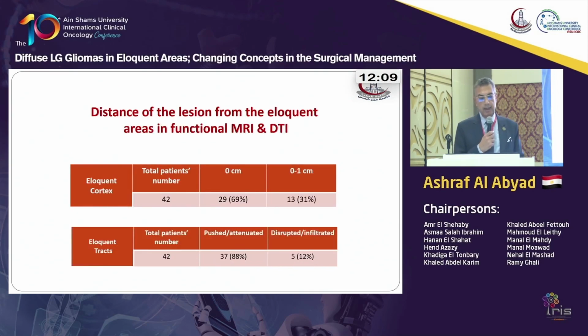The eloquent cortex in functional MRI was zero distance in about 70% of cases from the tumor, and it was less than 1 centimeter in 30% of patients, while the eloquent tracts were pushed or attenuated in 88% of patients, while it was disrupted or infiltrated in 5% of patients.